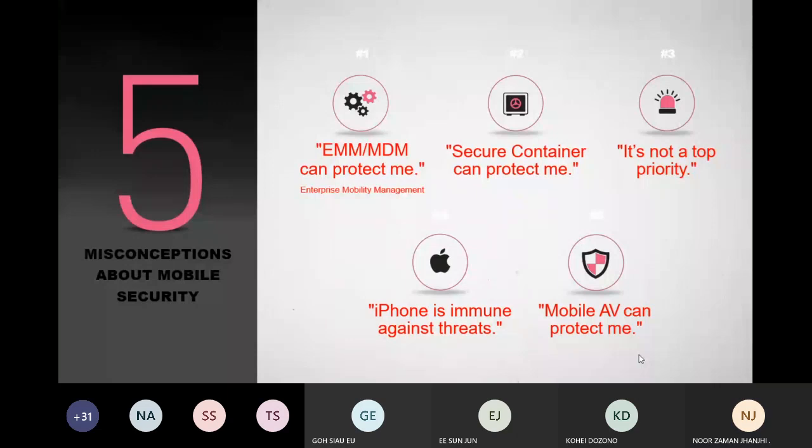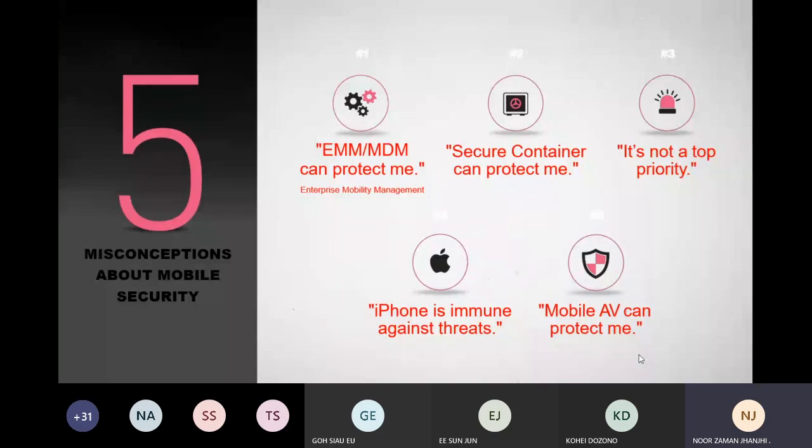So people feel that EMM and MDM are keeping an eye on our cell phones while we are using them. They keep updating, managing, and controlling our devices for security and other reasons. That's why they feel that we are fine. But this is misconception number 1.